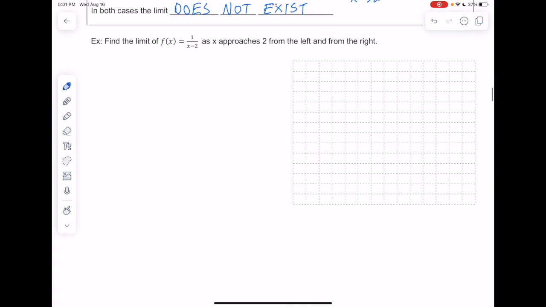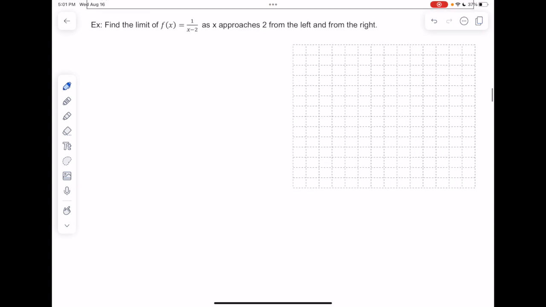All right, let's go ahead and apply that idea to an example. So find the limit of f of x equals 1 over x minus 2 as x approaches 2 from the left and from the right. So for this one, since they've given us this grid, I'm going to draw the graph, and then we'll use the graph to answer the question. But I also want to show you in the next page how we could do it even if we didn't have a graph.